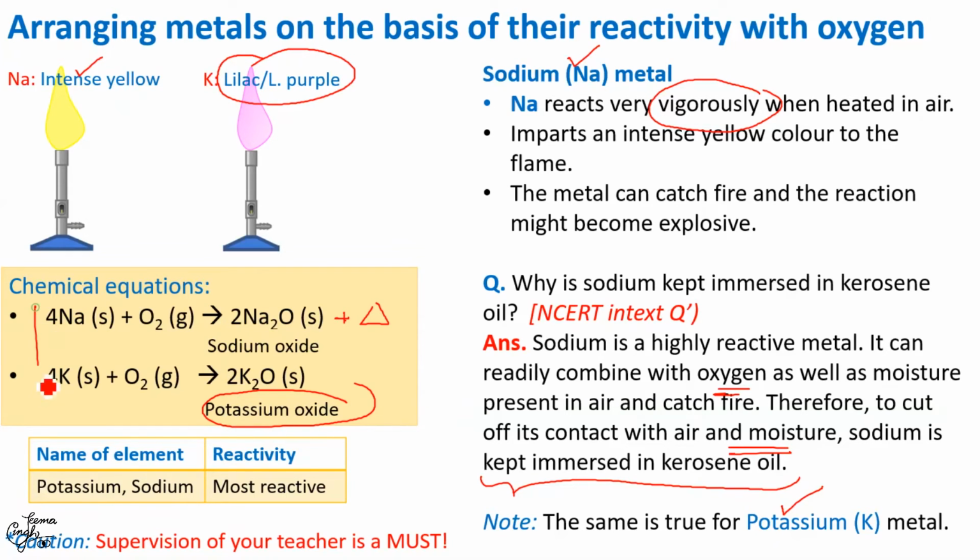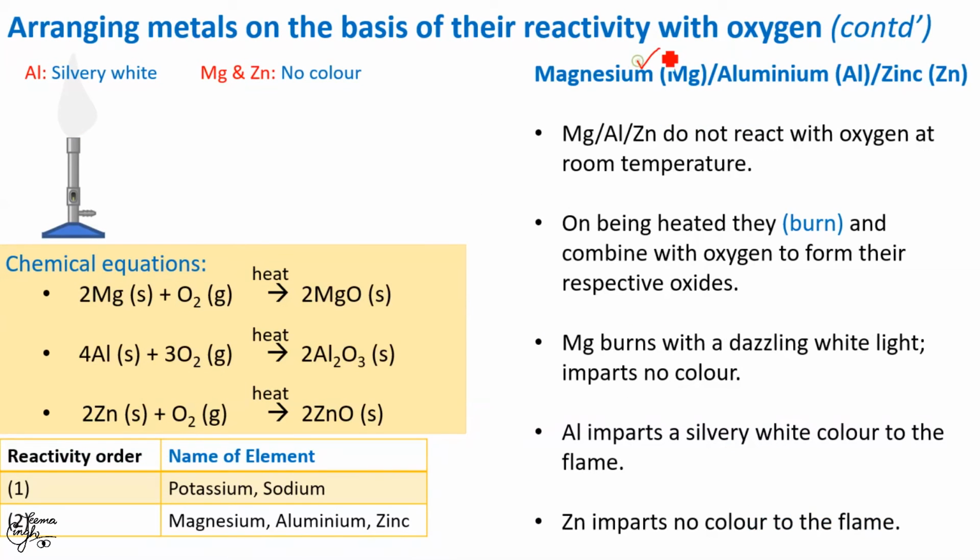You can see the chemical equations for both the reactions here. So based on their reactivity, we can place both sodium and potassium on top of the reactivity list as the two most reactive metals. Next we have metals such as magnesium, aluminium and zinc, which do not react with oxygen at room temperature just like your sodium and potassium did. But on being heated, they burn to give rise to their respective oxide according to the following equations.